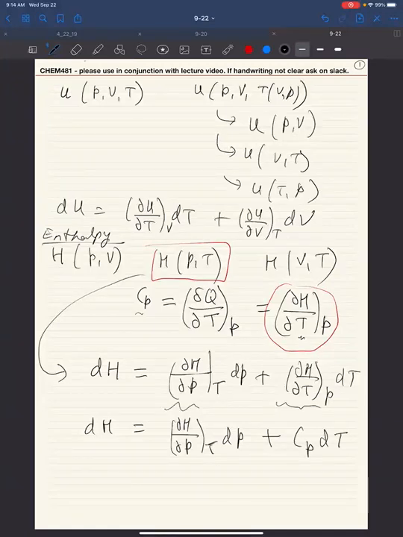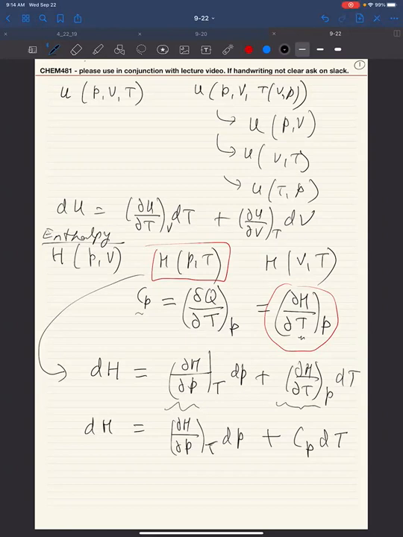So we can think about change in enthalpy at constant temperature as a function of pressure and temperature. It will be partial H by partial P at constant T dP plus Cp dT. We saw a relation like this for dU, remember? We had a very, very similar relation.